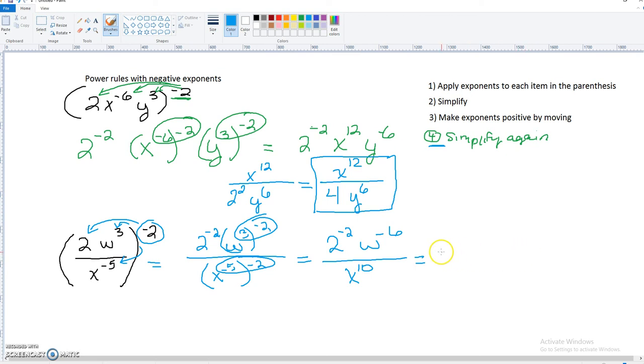The x to the 10th is going to stay right where it's at. But the w to the negative 6 needs to come down and become positive. And then we've got 2 squared. Since everything moved to the bottom, don't forget that you have to have that 1 in the numerator. And again, the last step is to clean up that whole number. So we've got 4, x to the 10th, w to the 6th, all under 1.